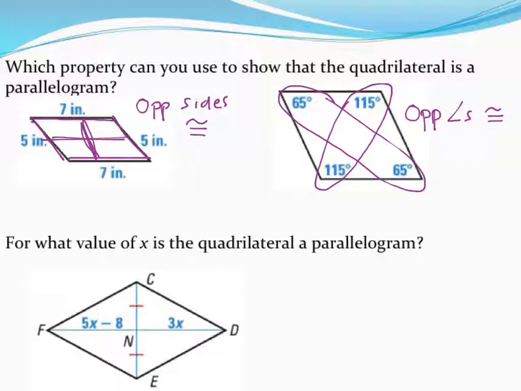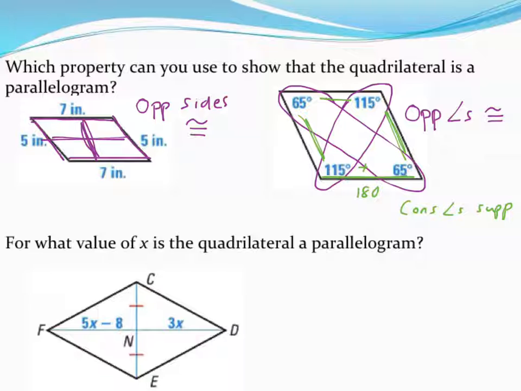I could also have proven this was a parallelogram by looking at consecutive angles. Angles that are next to each other need to add up to 180, and so I could check it and make sure that 115 plus 65 is 180, and I would need to do that all the way around. So add up this way, add up that way, add up that way, and I would see that all the way around consecutive angles are supplementary. So I could also use that to prove that this figure is a parallelogram.